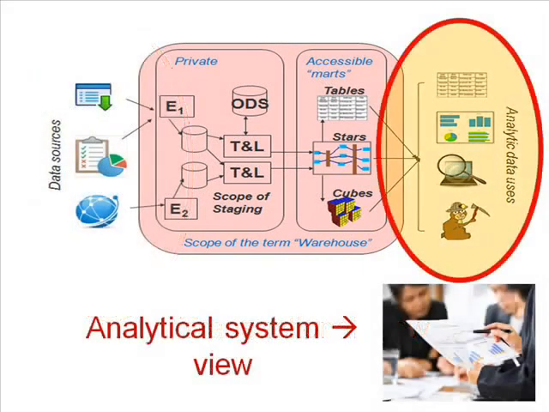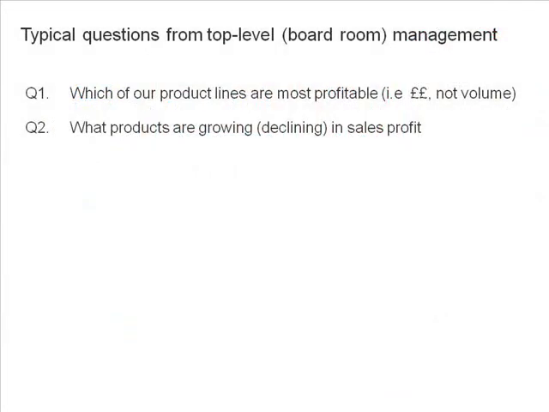Now let's switch point of view and start asking questions that typical top-level boardroom management might be asking. Let's start with these two questions. Which of our product lines are the most profitable? That is, generate the most income, not necessarily the ones that sell most volume. And secondly, which of our products are growing or declining in sales profit?